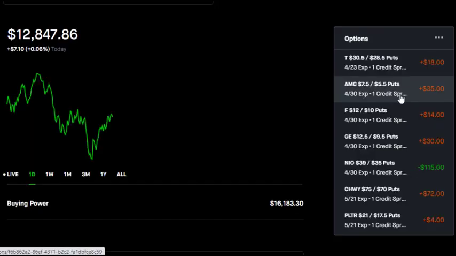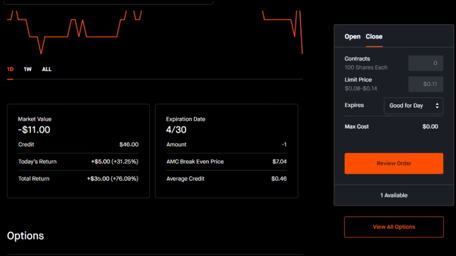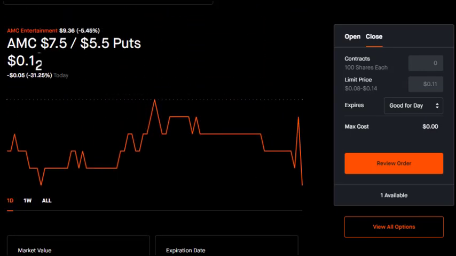Moving back to AMC, this is somewhere where I'm making money. In a small profit right here of $35, down from 46. I really should look to roll this out in time, but there wasn't a ton of credit to be had. I'll just have to wait and see what the credits are like, and definitely something to roll out on a down day because AMC has been very volatile, up and down around 5% per day.